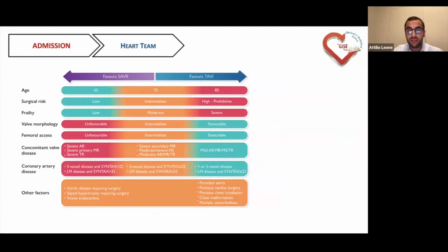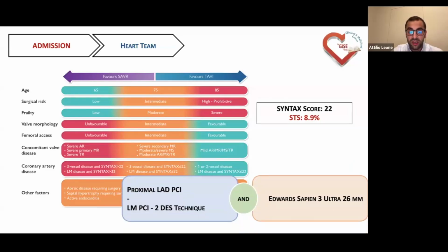At this point, we had everything to decide which would have been the best treatment option for this patient, considering several factors, including age, the extent of the coronary artery disease, and the comorbidities such as the reduced ejection fraction, and of course, by calculating the SYNTAX score and STS score, we decided to plan PCI of the proximal LAD, PCI of the left main with a two-stent technique, and a TAVI with a balloon-expandable valve in order to take advantage of the easier coronary access if needed in the future.